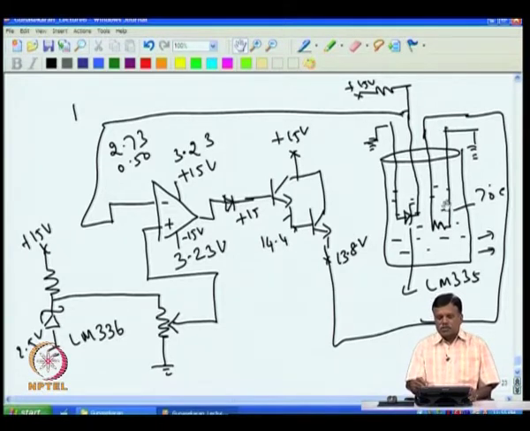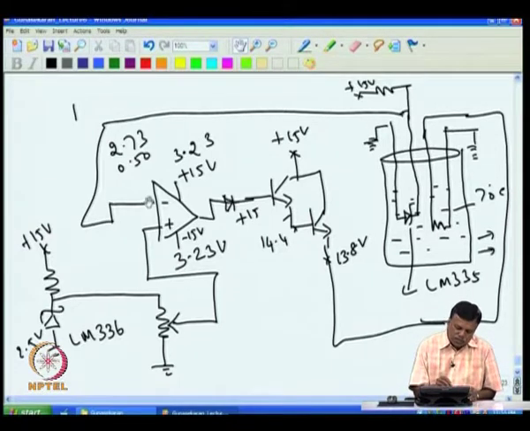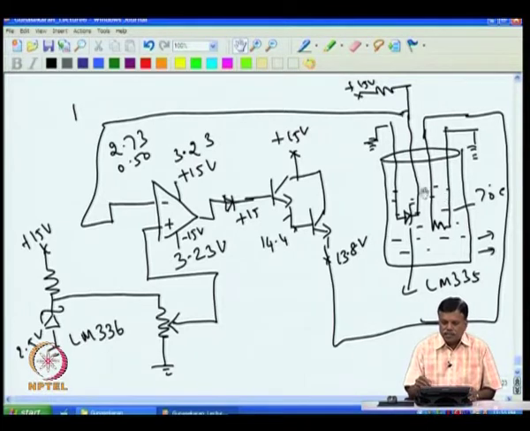Once the heater goes off, because of radiation from the beaker, the temperature starts coming down, and this voltage also starts coming down. If this goes below 3.23, again the output will go to plus 15, then 14.4, and then you will see 13.2 here, and the heater heats up again, and again the temperature will go up.